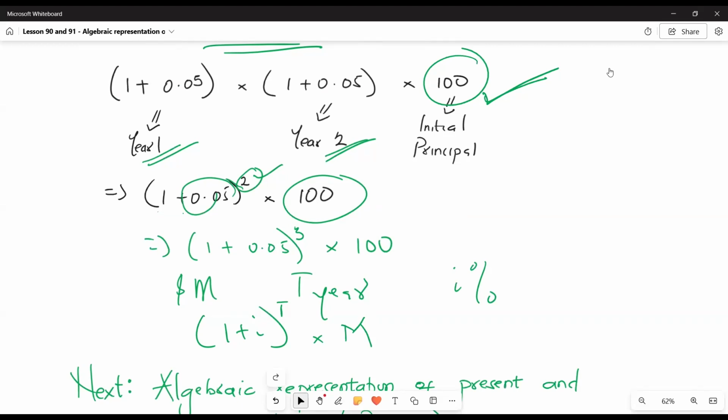So this is all that we have on the first part of our lesson on algebraic representation of present and future values. Our next lesson will be on part 2.